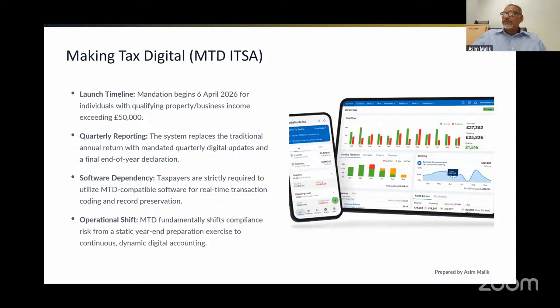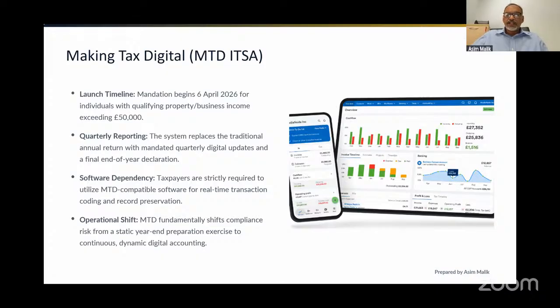It's a quarterly system. The quarters are calendar quarters based on the tax return. So the first quarter was 6th of April to 5th of July, and you've got 1 month to submit that return. Because it's the first year, HMRC announced that they're not charging any penalty at this stage, but there will be a penalty regime in future. So just make sure that you're ready.